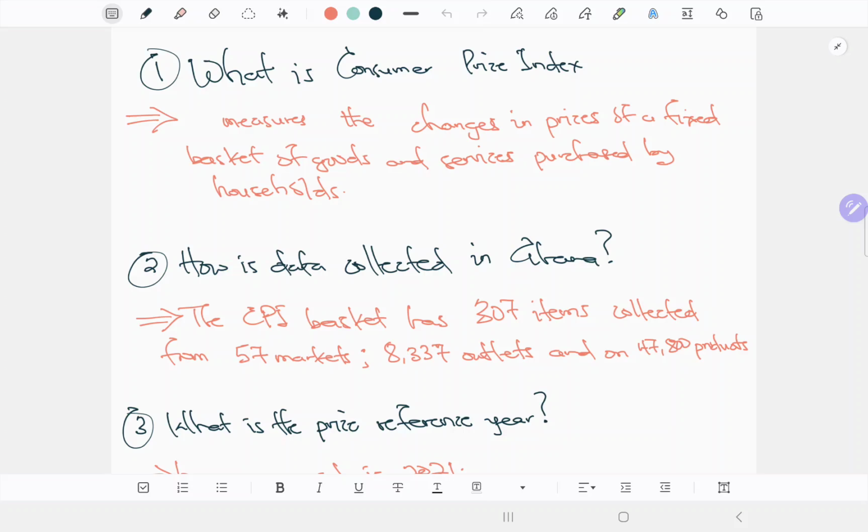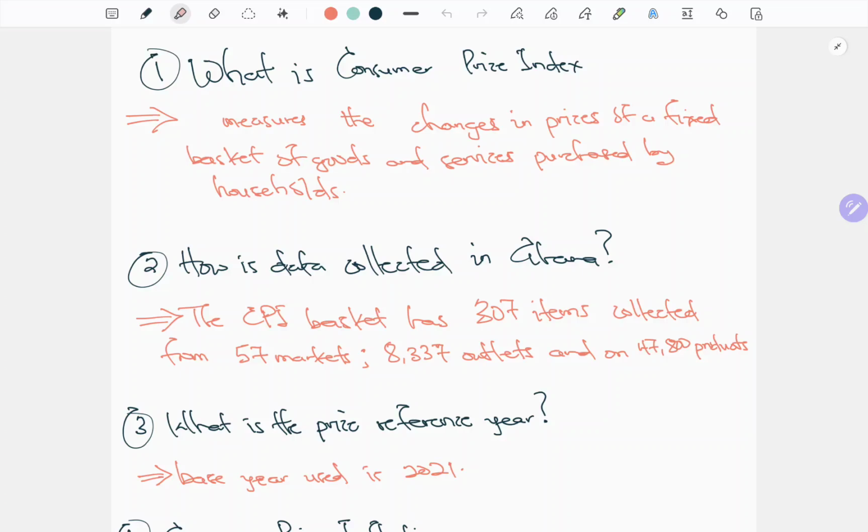So we'll just walk through a number of questions over the next 10 to 15 minutes, which will sort of tease out the whole idea and the whole understanding of inflation in Ghana. So let's just jump straight into the meat of the discussion, where we ask ourselves, so what is consumer price index? We're trying to build a point here.